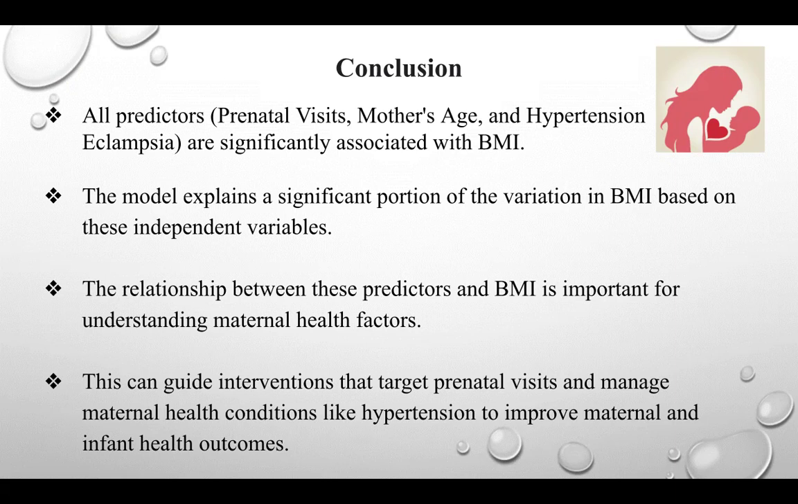And the relationship between these predictors and BMI is important for understanding maternal health. These variables highlight key maternal health factors that contribute to changes in BMI during pregnancy, such as the frequency of prenatal visits, maternal age, and the presence of hypertension eclampsia. And this information can guide further interventions aimed at improving maternal infant health outcomes by targeting prenatal care and managing maternal health conditions such as hypertension. Healthcare providers can help mitigate potential risks and promote healthier pregnancies.